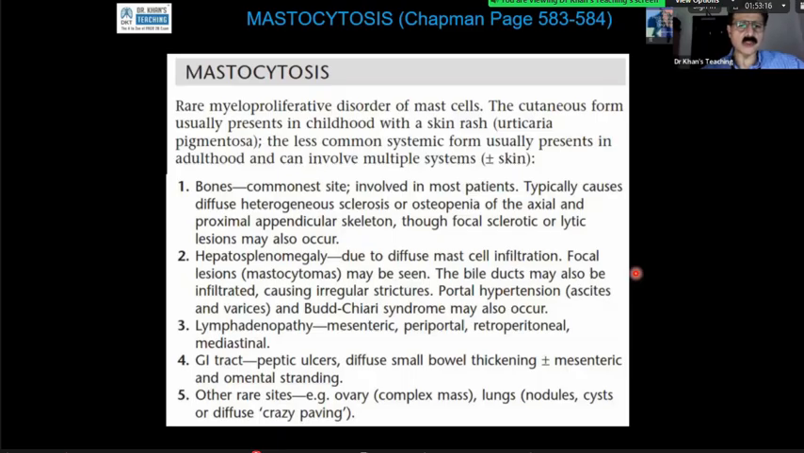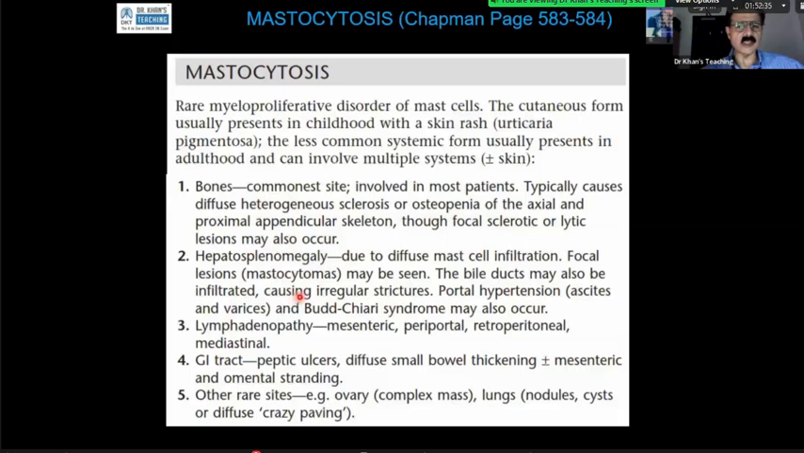What is mastocytosis? Mastocytosis is a rare, and this is from your Chapman, rare myeloproliferative disorder of mast cells. The cutaneous form usually presents with skin rash. The less common form can involve multiple systems, and that is why they will ask you in the 2B exam. Bones is a common site, and generalized or localized increased bone density can cause focal sclerotic lesions, and it can cause diffuse sclerosis also, and hepatosplenomegaly, lymphadenopathy.